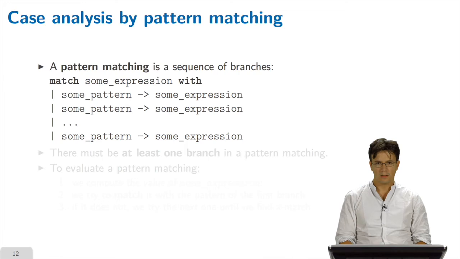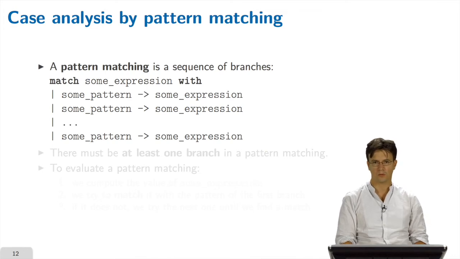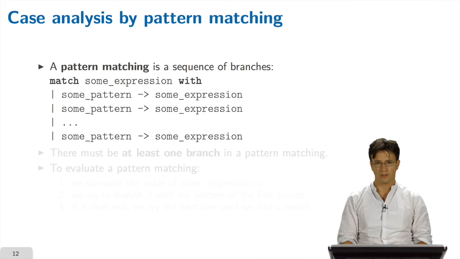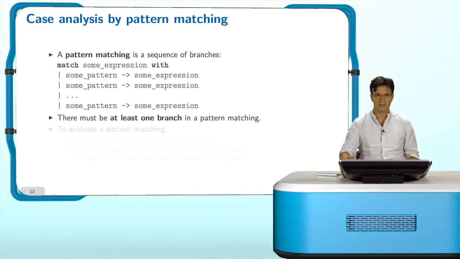And finally, if you want to represent a case analysis, you can use what is called pattern matching, which is a very, very important construction in OCaml and which makes programming in OCaml a very, very nice experience. A pattern matching is a sequence of branches written just like that. You just write the keyword match, followed by some expression that will evaluate into a value of a sum type, and after that you write a sequence of branches. There must be at least one branch in a pattern matching.